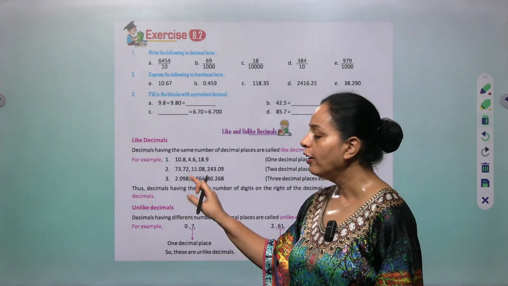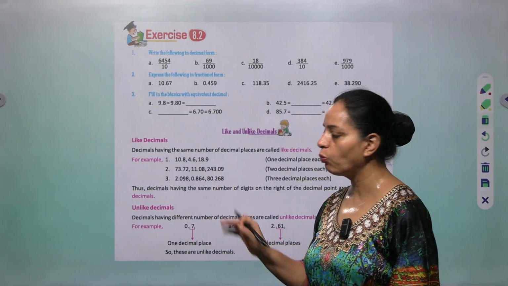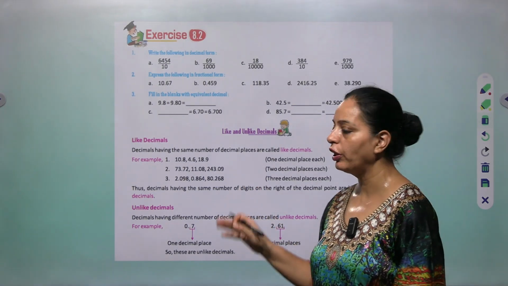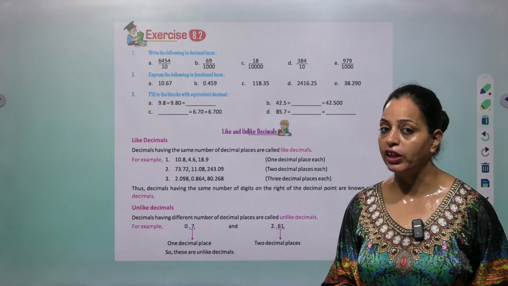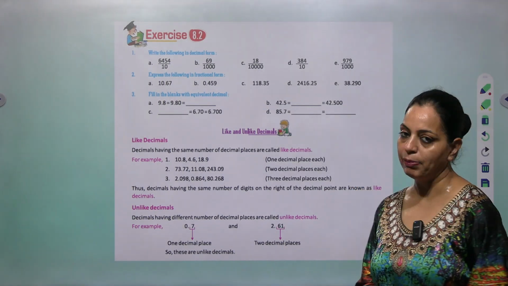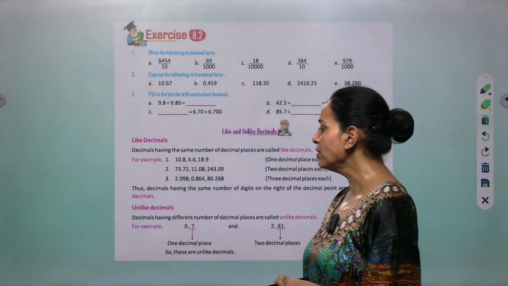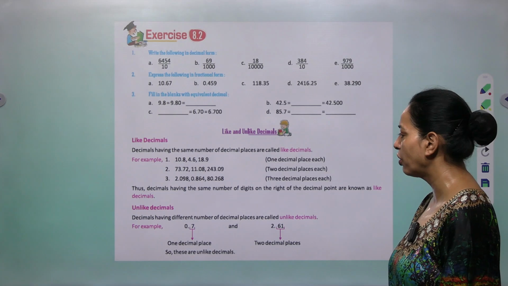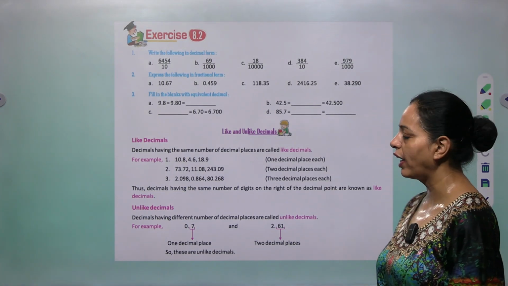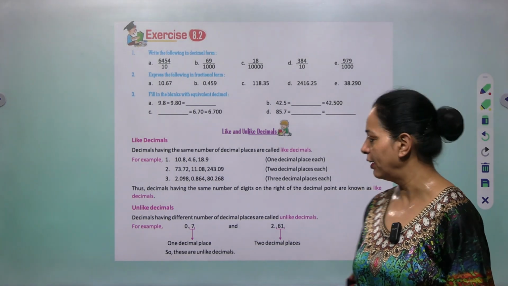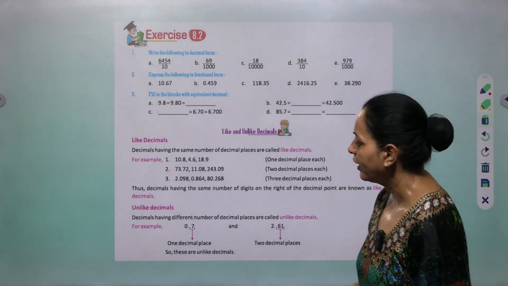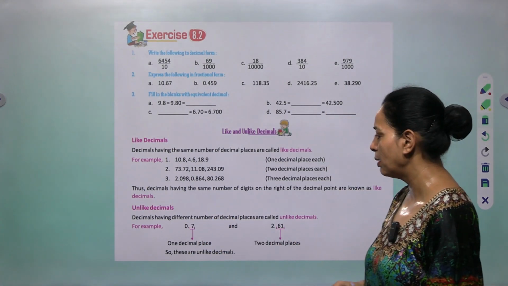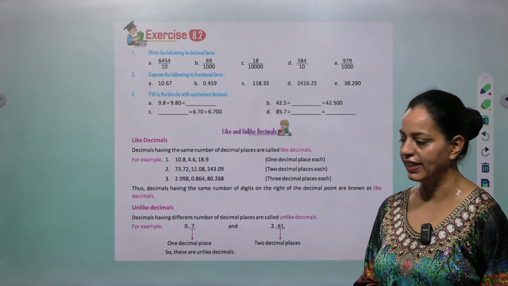ऐसे थर्ड है 2.098, 0.864, 80.268. इसमें डेसिमल के बाद 3 digits है, तो ये 3 decimal places each. So thus decimals having the same number of digits on the right of the decimal point are known as like decimals. Now unlike decimals में क्या होगा, इनके different होंगे. Unlike decimals are decimals having different number of decimal places.